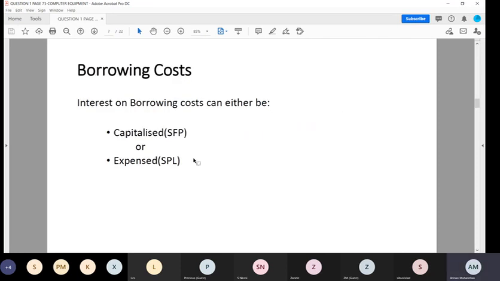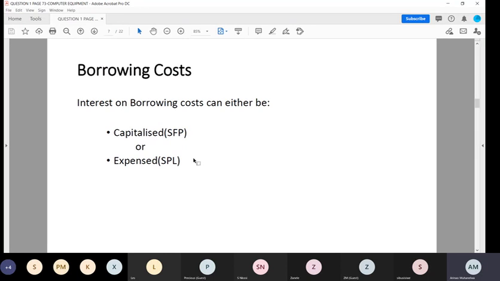All right, today's focus: borrowing cost. So borrowing cost is a standard on its own, International Accounting Standard number 23. And in this semester, there will be a topic called borrowing cost on its own, separately. So what I'm going to do here is just give the highlights of borrowing cost. When we get to the topic itself, we'll deal with the details.